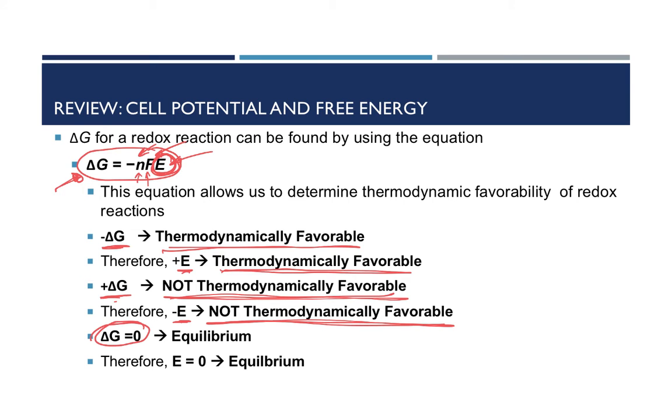If you remember from our equilibrium unit, ΔG is 0 means we're at equilibrium. Well, how would I make ΔG 0 in this equation? By making the cell potential 0. So when the cell potential is 0, we know that the reaction is at equilibrium.